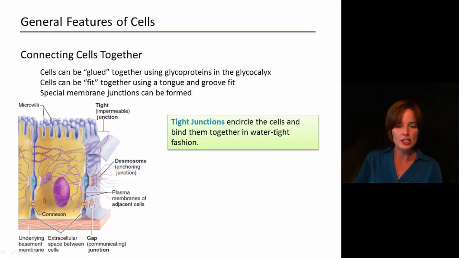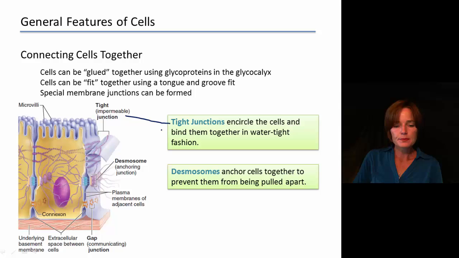And the first ones are the tight junctions. The tight junctions are kind of a waterproofing seal around cells. They are going to completely encircle the cell, and then they bind them together in a watertight fashion. Another type is the desmosomes.